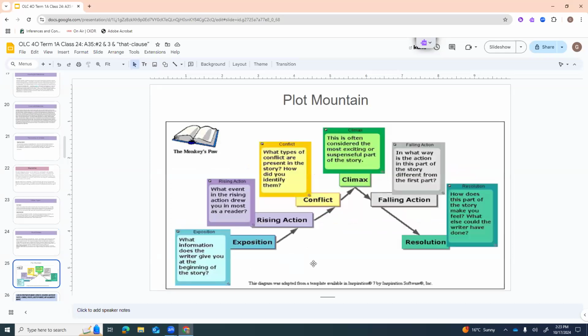Here is the visual they're trying to talk about. It's a plot mountain. Oh no, it's a different course. Sorry, I was thinking about one of the things we've done already.